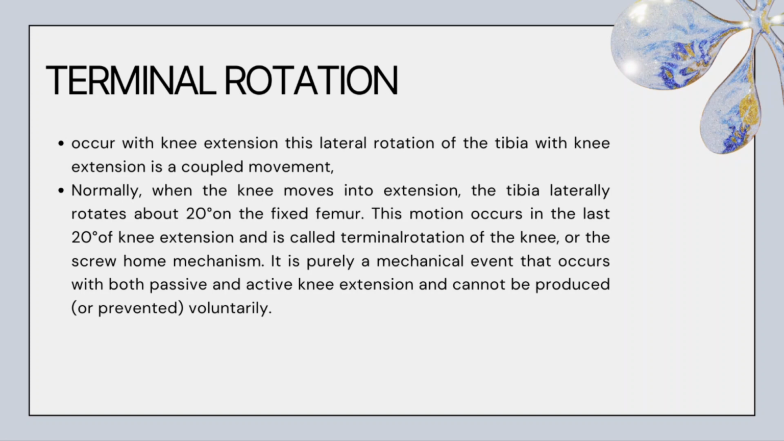So, the screw home mechanism or the terminal rotation of the knee provides mechanical stability since it locks the knee. Therefore, in this position, the knee is able to withstand forces occurring in the sagittal plane. The locked knee also permits humans to stand erect without the need of quadriceps muscle contraction, and it allows the extended knee to withstand anterior-posterior forces with reduced muscle force.